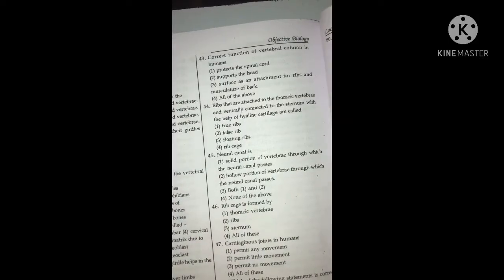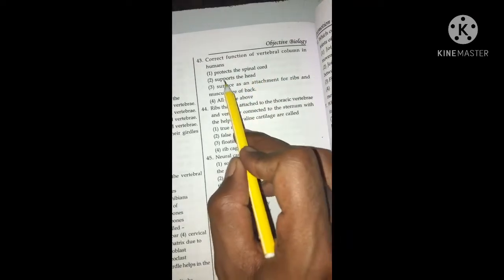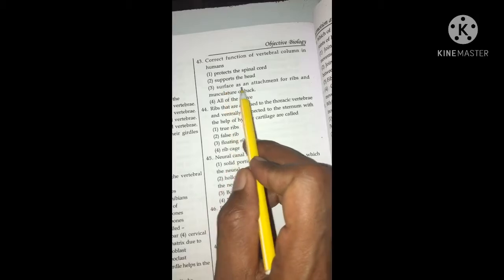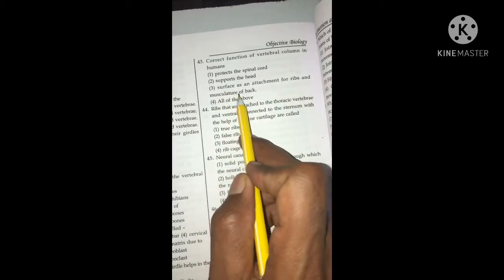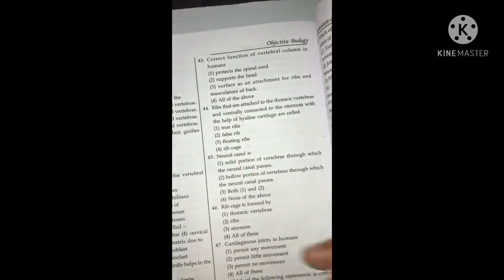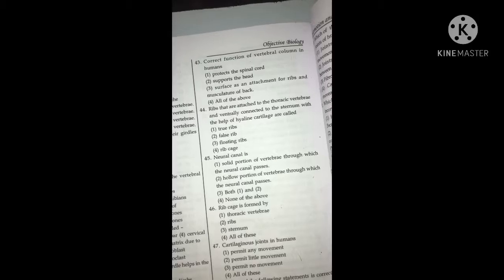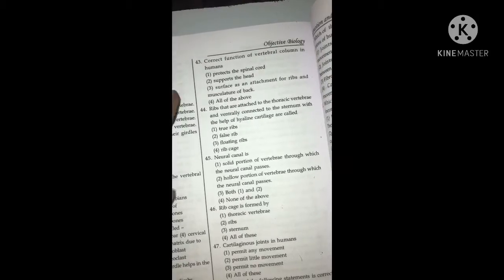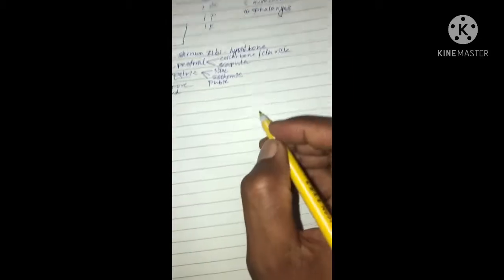Correct function of the vertebral column in the human being: protects the spinal cord, supports the head region, serves as an attachment for ribs and musculature of the back, all of the above. So what are the functions of the vertebral column? Here the vertebral column performs all the functions. First function, protects the spinal cord. What is the spinal cord? Look at here. This is called the brain.